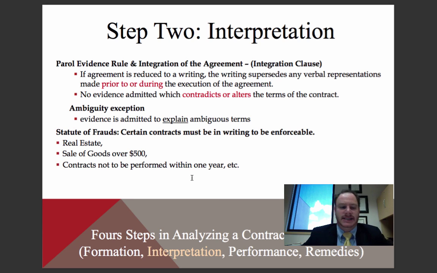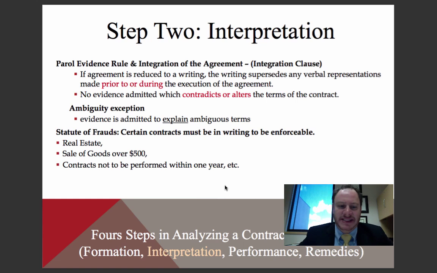Okay, next is statute of frauds. Statute of frauds is a law that's on the books in every state that says that certain types of contracts must be in writing in order to be enforceable. And so we've got contracts for the sale of real estate, contracts for the sale of goods over $500, and contracts not to be performed within 1 year. Contracts that take more than 1 year to perform must be written out.